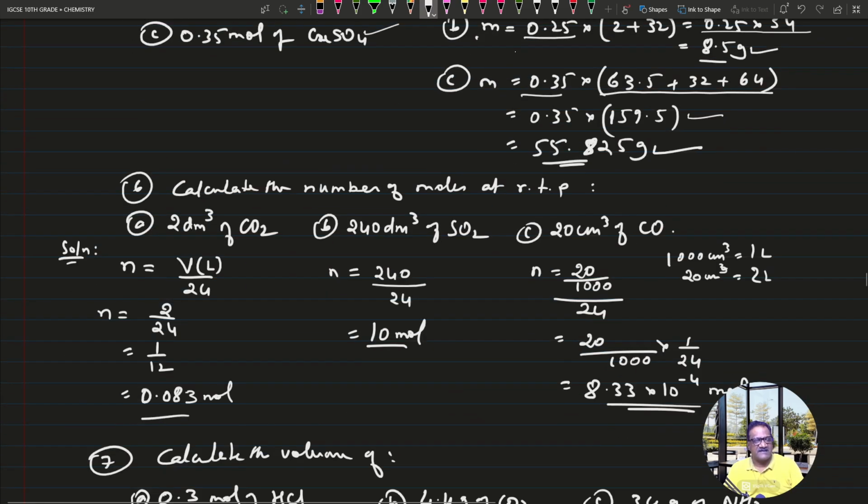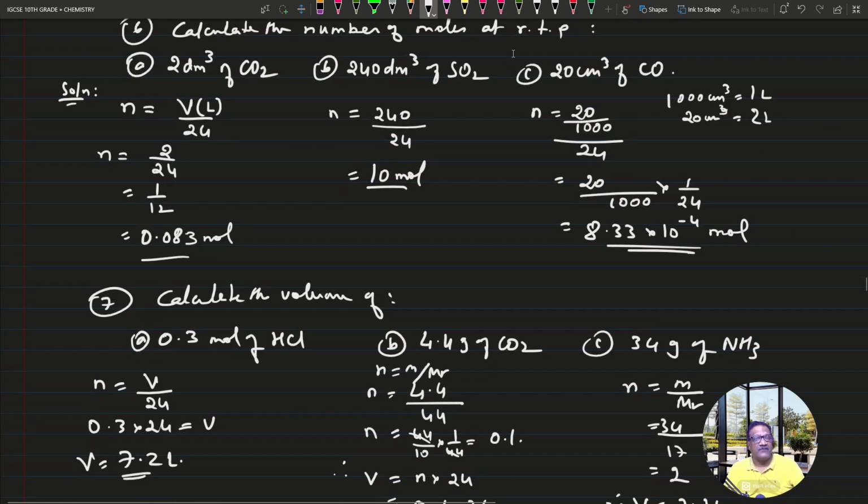Next question, sixth one. Calculate the number of moles at RTP. Now this is 2 decimeter cube of carbon dioxide. Here in this question you will see that all these three molecules are nothing but gases. CO2, carbon dioxide, is a gas. SO2, sulfur dioxide, is a gas. CO, carbon monoxide, is also a gas.